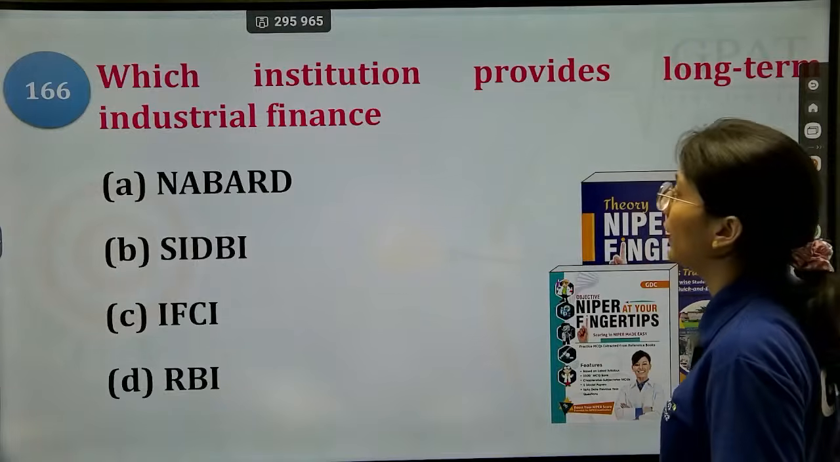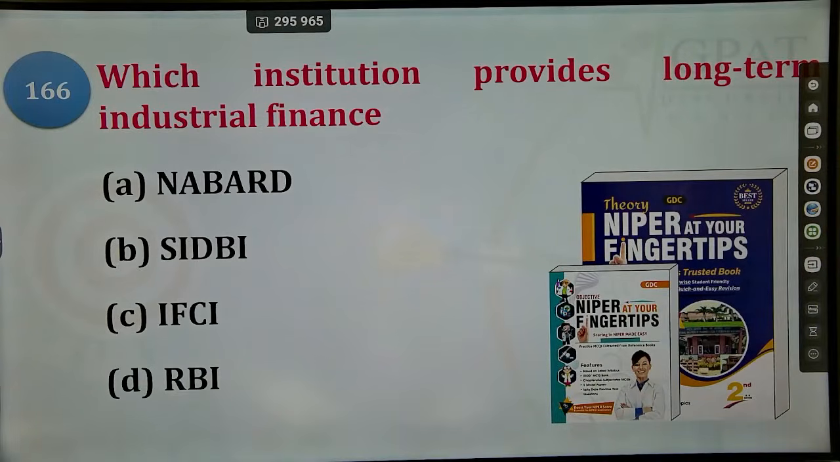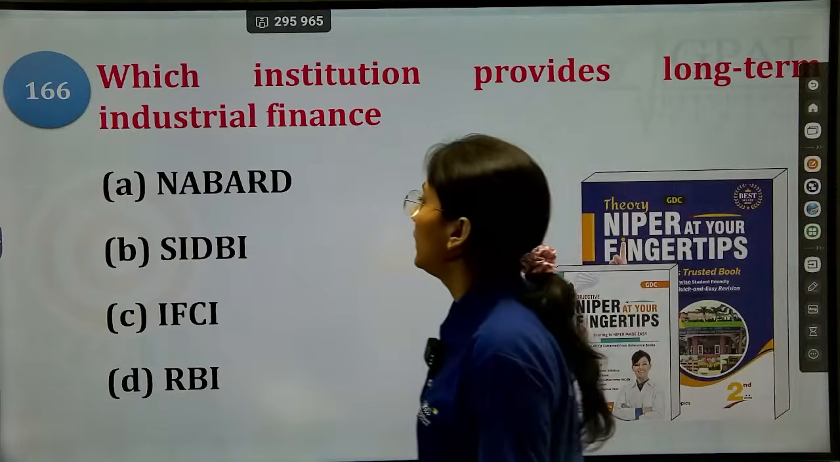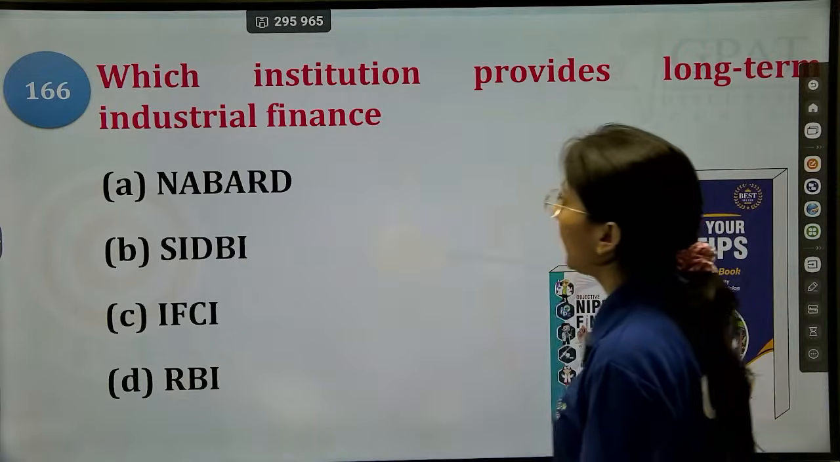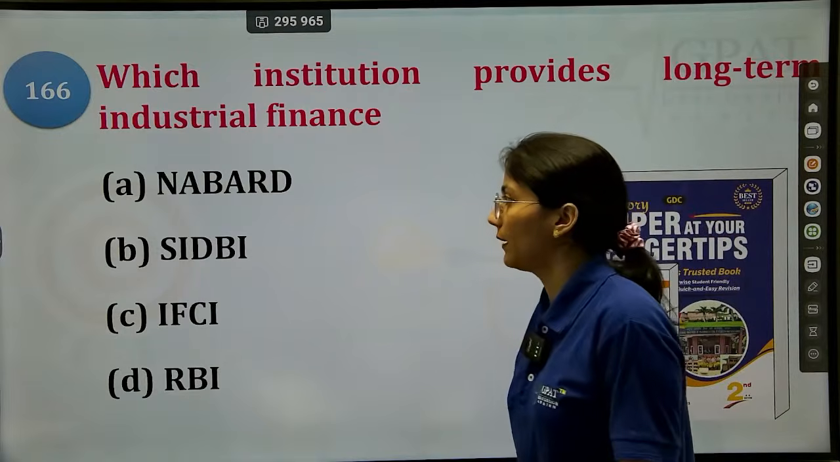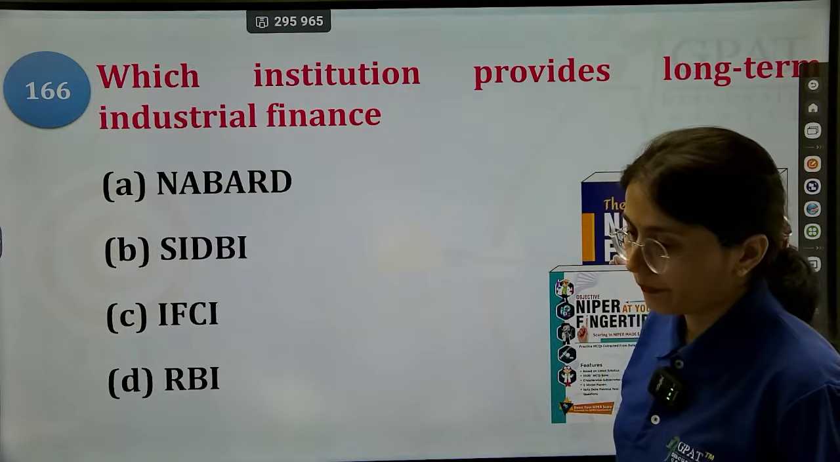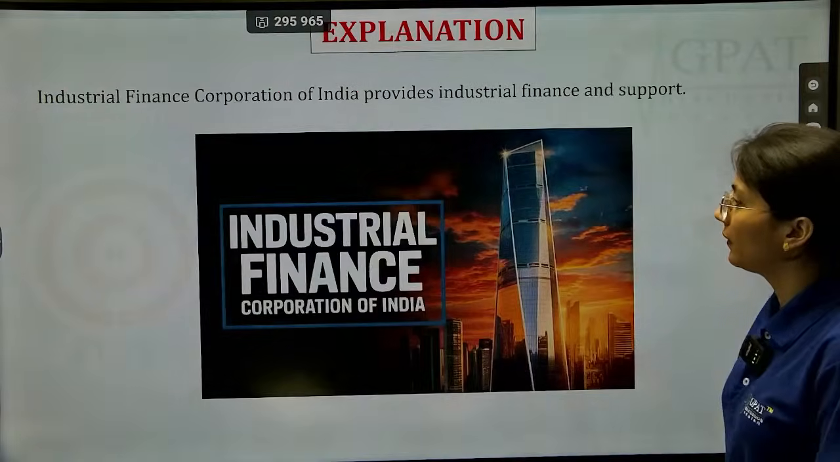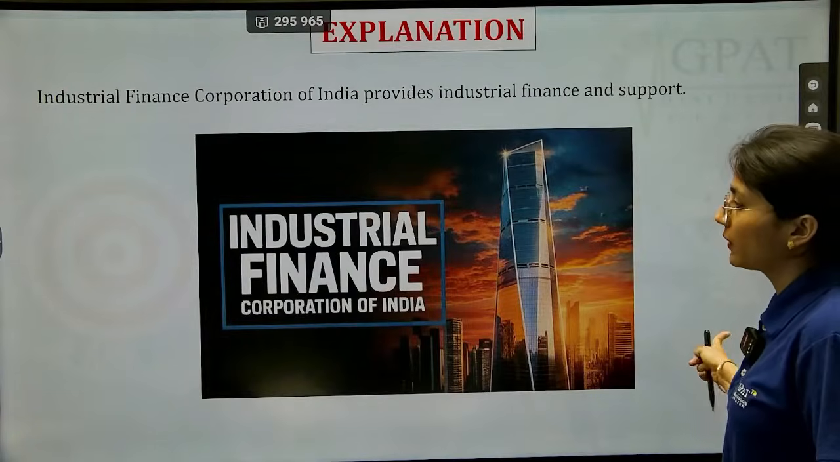That is DRDO. Which institution provides long-term industrial finance? NABARD, SIDBI, IFCI, RBI. Which? That is IFCI. Industrial Finance Corporation of India.